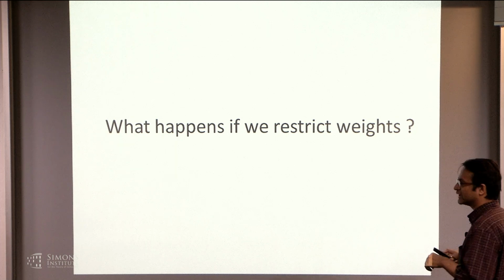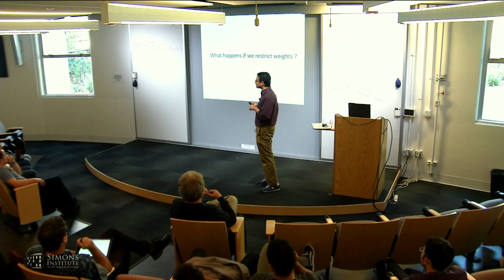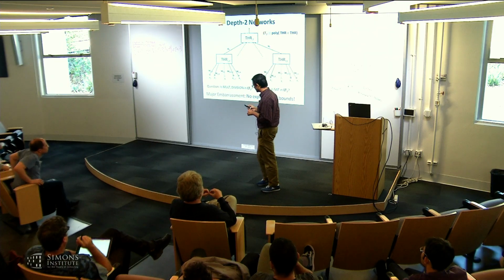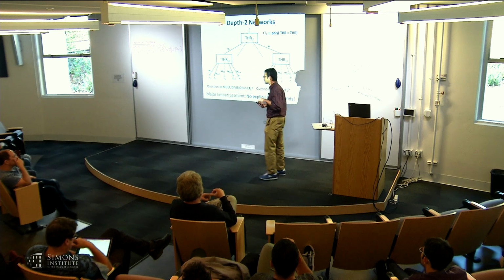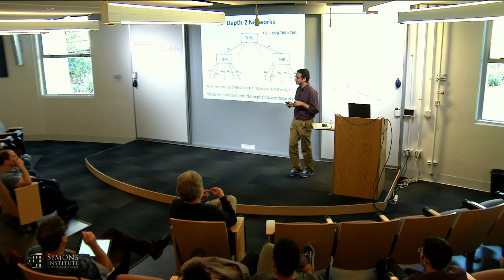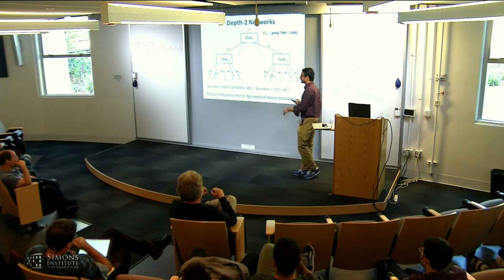So let's see what happens if we restrict weights. Since we can't understand the power of unrestricted depth 2 linear threshold networks, let's try to see what happens if we restrict the weights of each gate. Sorry, the threshold gate, the theta in the threshold gate, is it always the step function, or is it some... Yeah, it's always the step function. In this talk, it's always the step function. Yeah, but the thetas can be different. The thetas can be different, yeah. The step can shift.